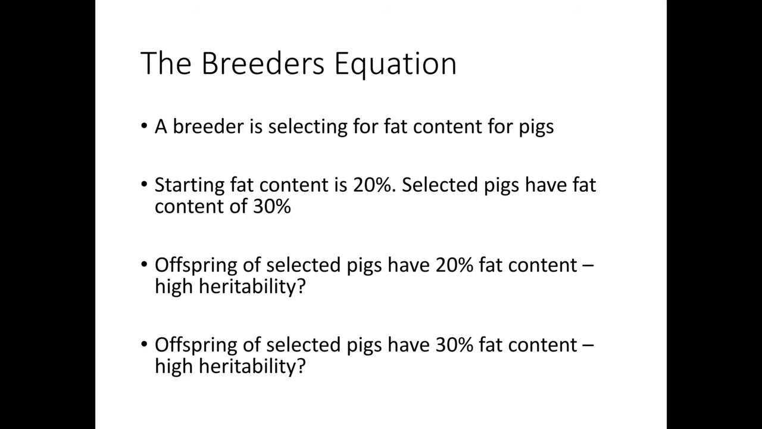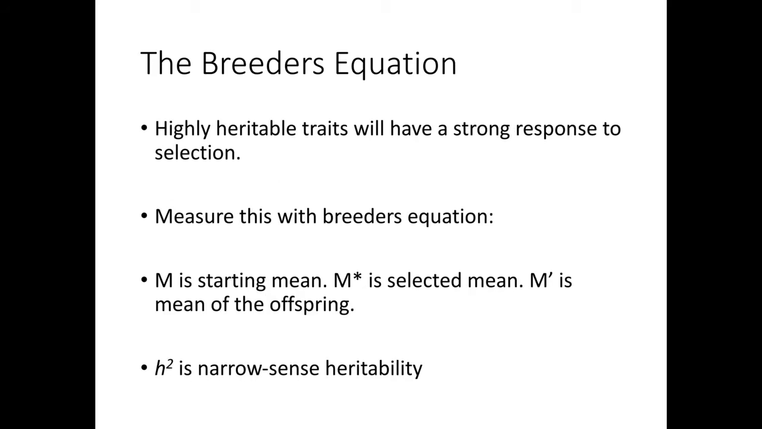And one can see here there's a connection to the parent-offspring correlation, because in the first case there was very low correlation: 30% fat content pigs were selected and they all ended up being 20% fat content. But here, the outcome of the breeding was still 30%, so there's a very strong correlation. And that ties into heritability. So what this means is that highly heritable traits will have a very strong response to selection. And you can measure this response to selection with something called the breeder's equation.